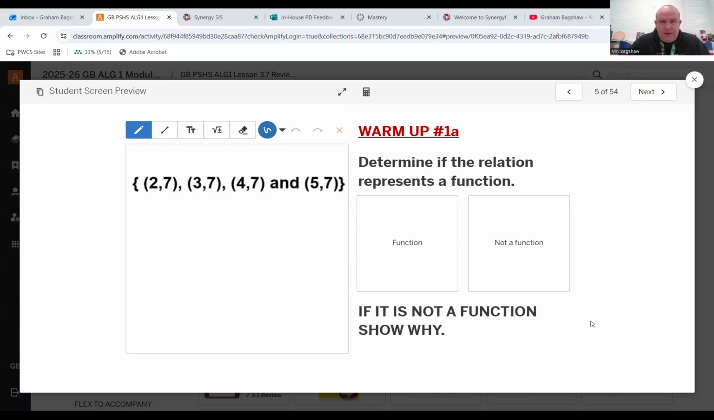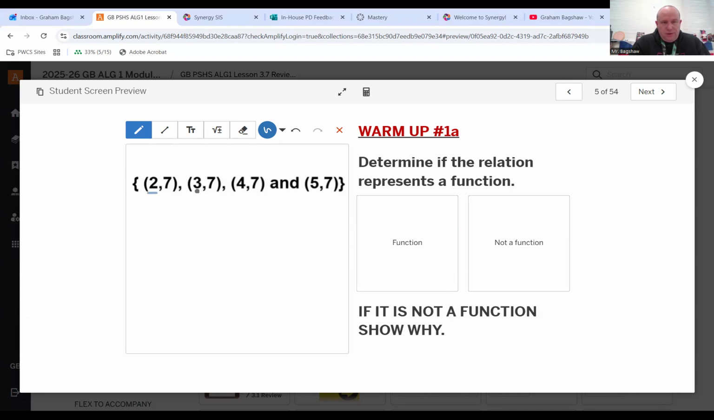Okay, this is the video for test 3.1. This is going to look at the work covered in lessons 3.1, 3.2, 3.6, and 3.7. So the first part is, although it's a warm-up, actually part of the test as well. So the first part of the test is identifying functions from lesson 3.1.